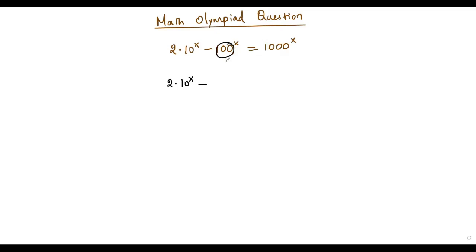And we can write this 100 as 10 squared, whole to the power. We can write this exponent. And 1000 over here can be written as 10 to the third power. And we have exponent x over here. That should be taken here.